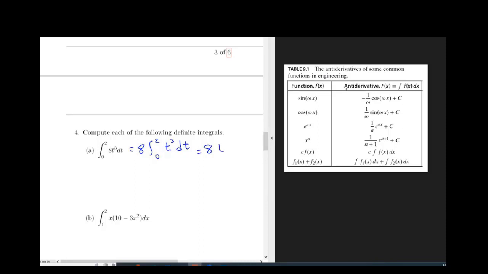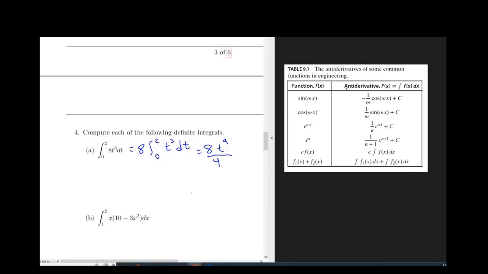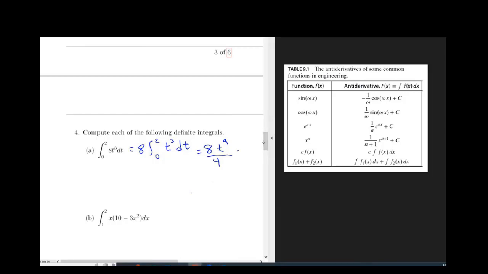And this is t to the 3 plus 1. Notice it's plus instead of minus. So that would be 4 divided by n plus 1, which is 4. We always put on this plus c, but we don't really need to put the plus c in whenever we have bounds. And let's just put the plus c in so I can show you why that's true. Okay, I'll put it in. So, and I want to evaluate that between 0 and 2.